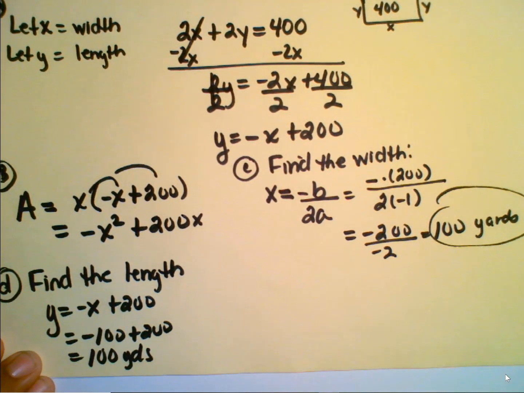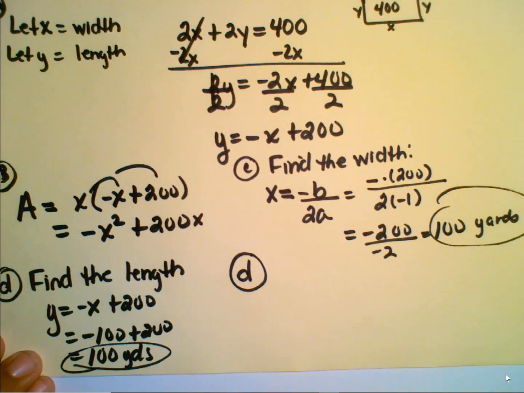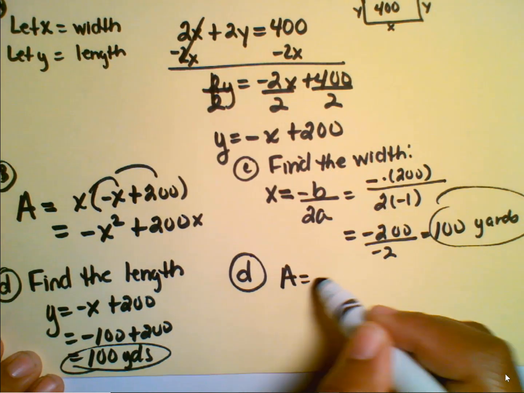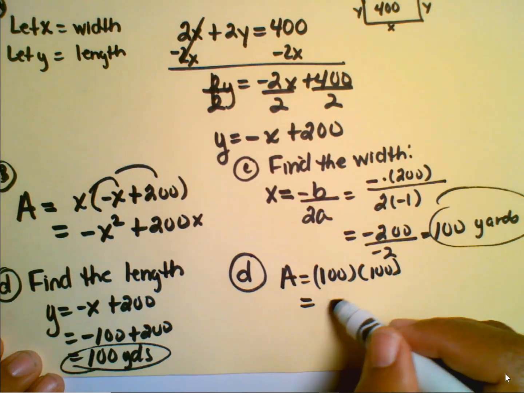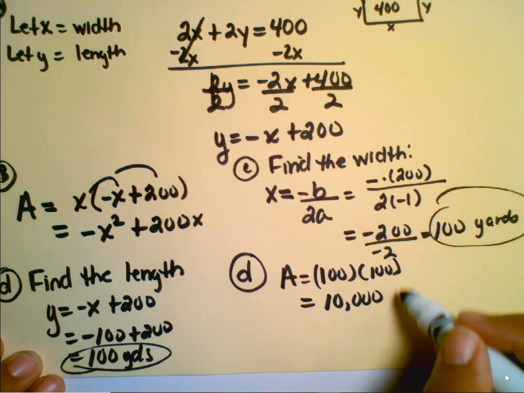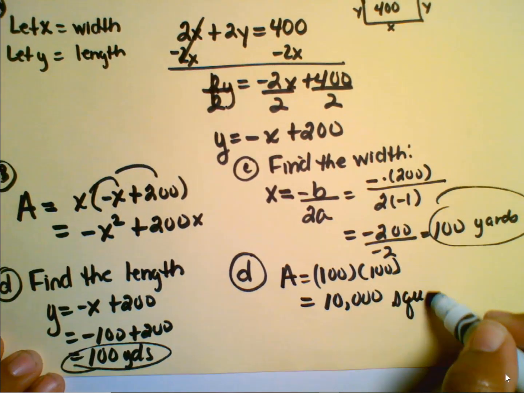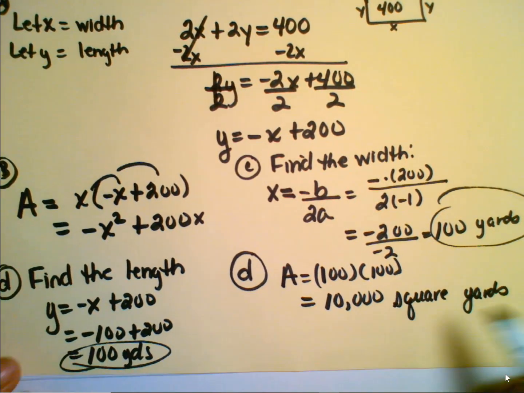So here's the width, here's the length, and then part D, I'm creating parts for this. The last sentence, what is the maximum area? Now that we know the width and the length, we're going to multiply those together. 100 times 100, which gives us 10,000. And because we're measuring area, we're saying square yards. And that's our final answer.